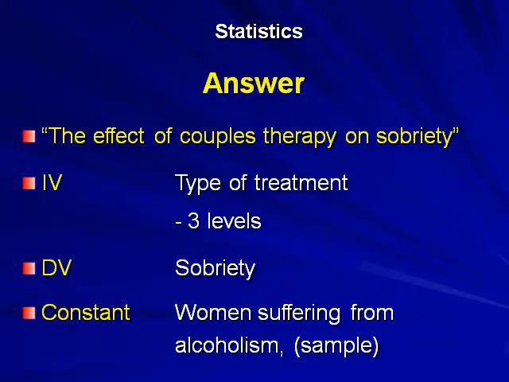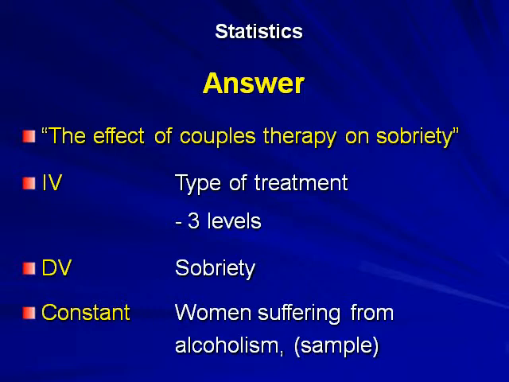In this study, participants were actually randomly assigned into either a behavioral couples therapy or an individual therapy or a psychoeducational control group. Thus, there was one independent variable, which was type of treatment, with 3 levels. Sobriety was the dependent variable, and it was measured in a number of ways, but one way it was measured was the number of days someone had been drinking.